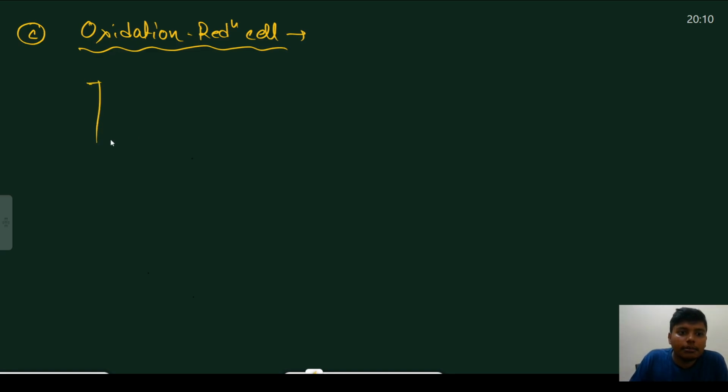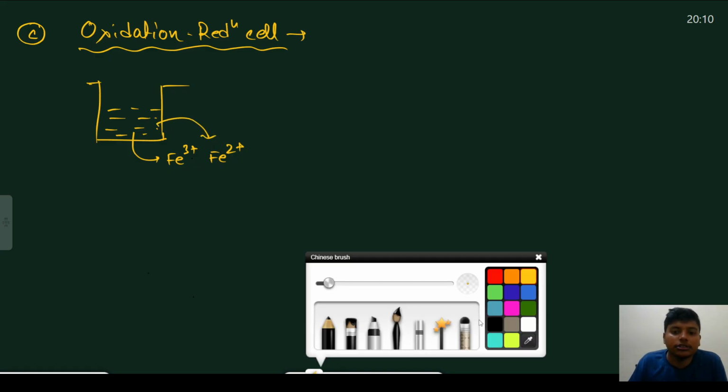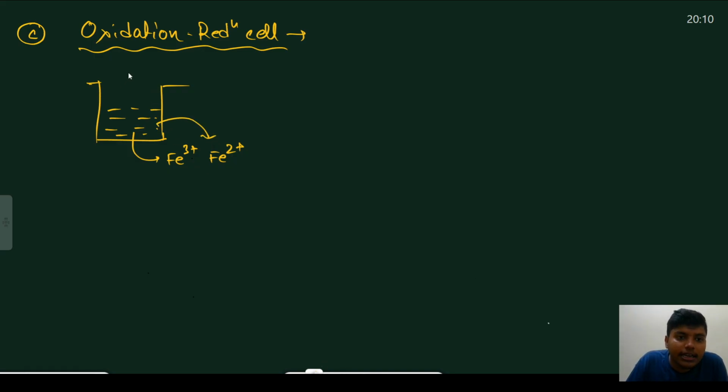You take a beaker. In that beaker, two kinds of ions are there: one is Fe3+ and one is Fe2+. Both ions are there. Now, if you just put in one inert electrode, it will show electricity; electricity will pass. So what is there? An oxidation reduction cell.